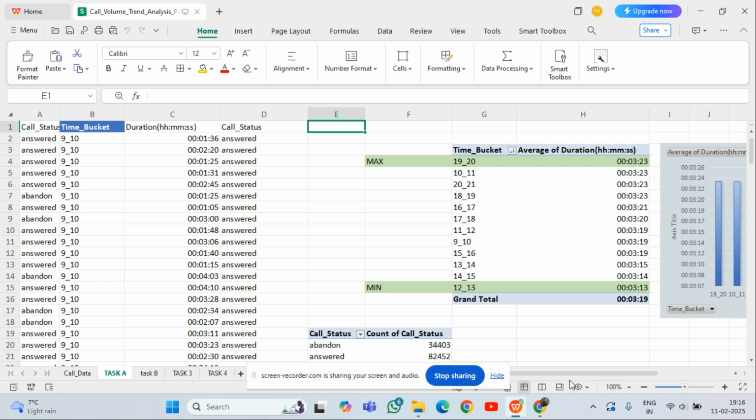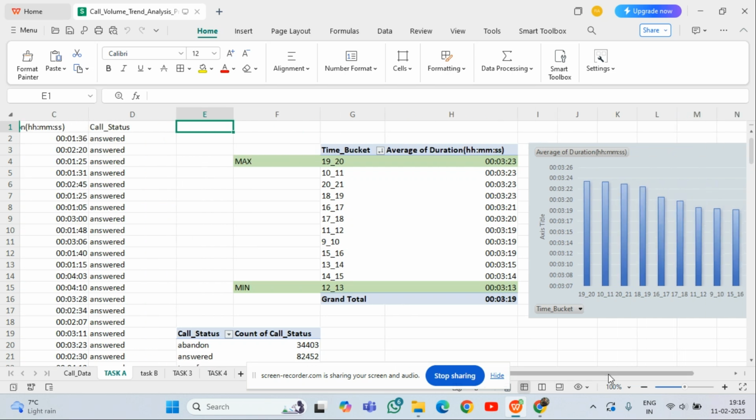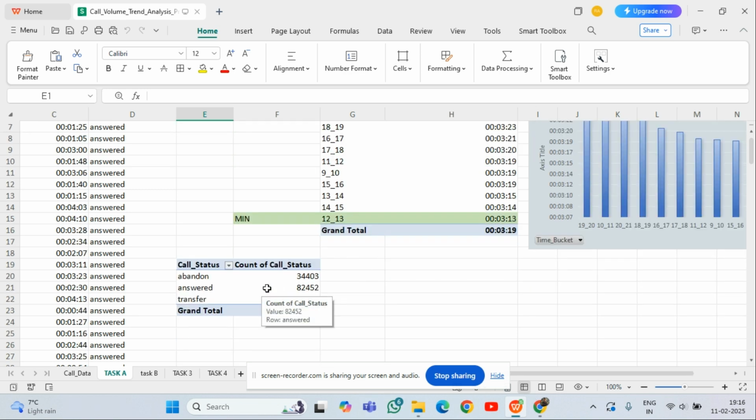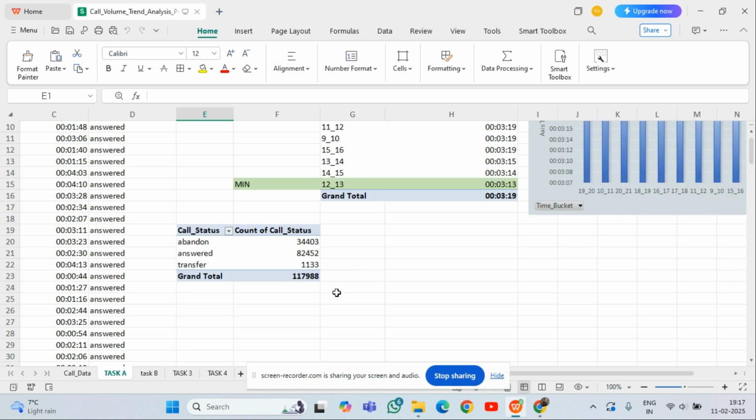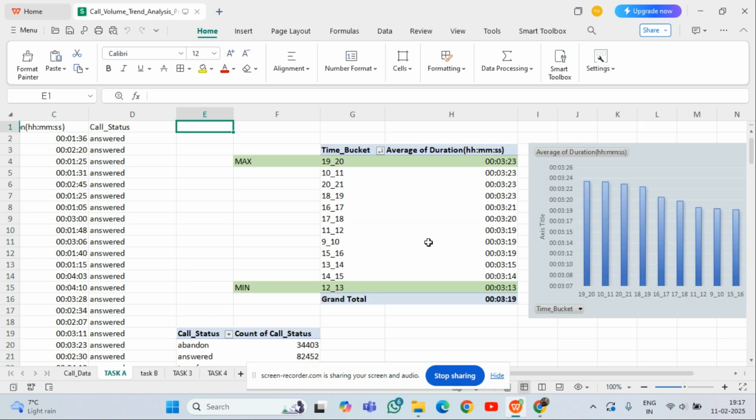Remember, we have to find the average duration of each and every time bucket for the received calls, not for everyone. That is, the calls whose call status is answered or received. The total number of calls is 117,988, and the total number of received calls is 82,452, which is like 70% of the total calls. So we will do the analysis here.